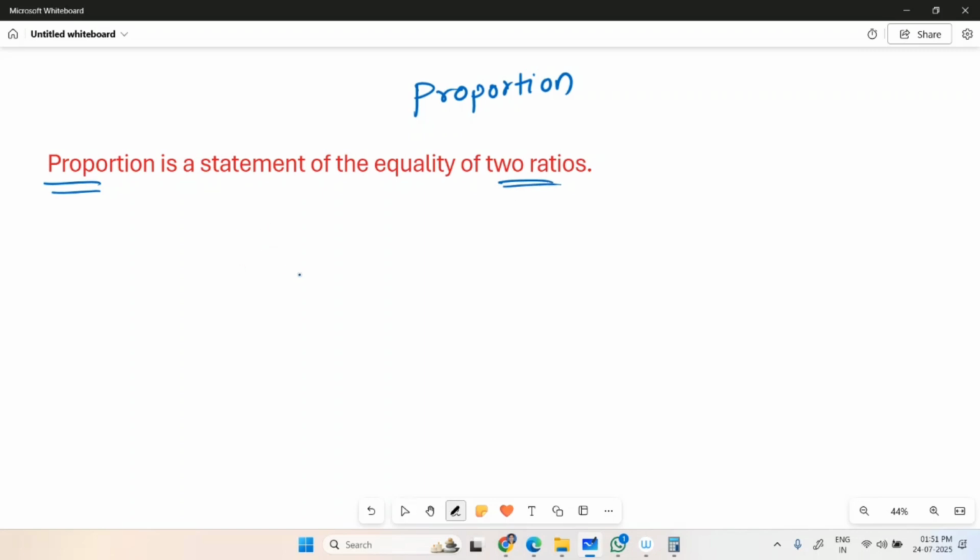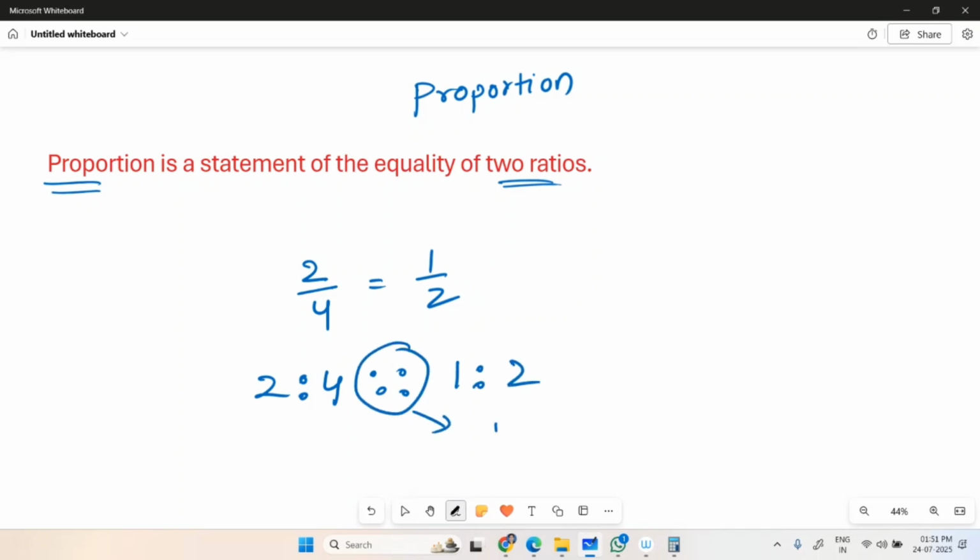Okay, so what I mean is, let's say 2 by 4, which is the same as 1 by 2. We know that these two are equivalent fractions, so we can write these two as 2 is to 4 as 1 is to 2. This symbol we call "as". So we can say that 2, 4, 1, 2 are in proportion because they are equal. 2 is to 4 is equal to 1 is to 2. So that's why we can say that 2, 4, 1, 2 are in proportion.